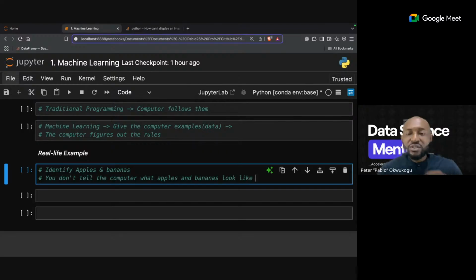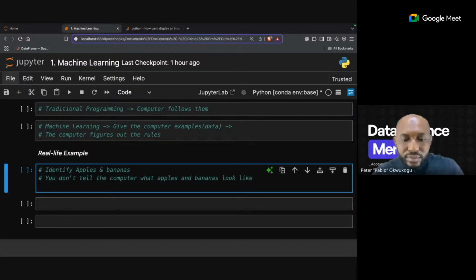Instead, what you're going to do is show lots of apples and bananas, and the computer is going to find out that there's a difference between these two features, right? So now what you do is show the computer lots of apples and bananas.